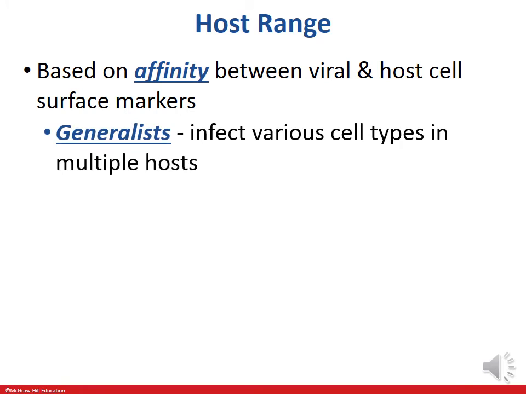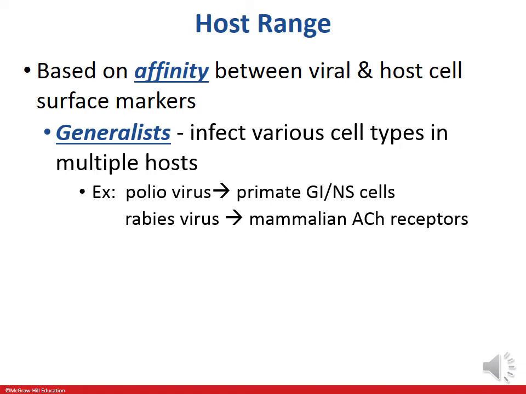Now, in some cases, that affinity is going to have a much broader fit, so to speak. So if it's a virus that is a generalist, it's going to be one that can infect many types of cells and sometimes many different hosts. So for example, the polio virus gets into the body through the digestive system, but then once it gets into the body, its affinity has a preference for the nervous system cells. So that would be a generalist. It has more than one target.